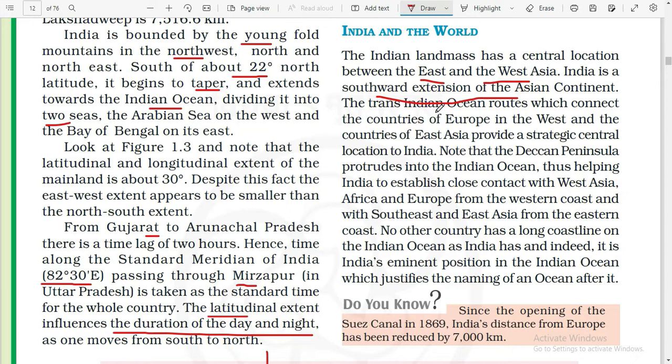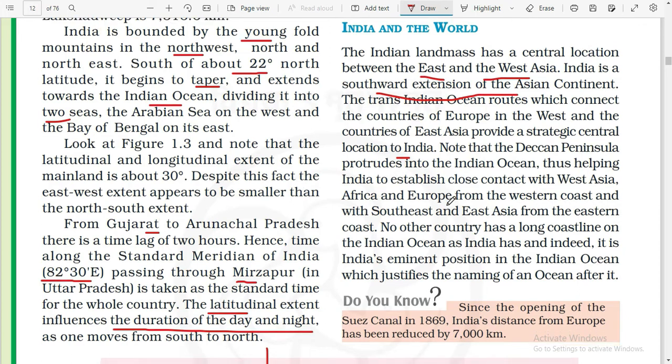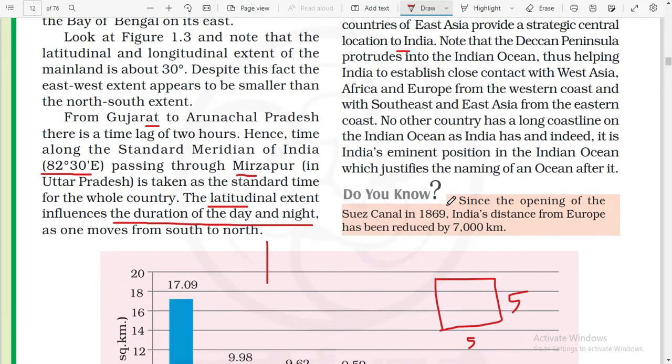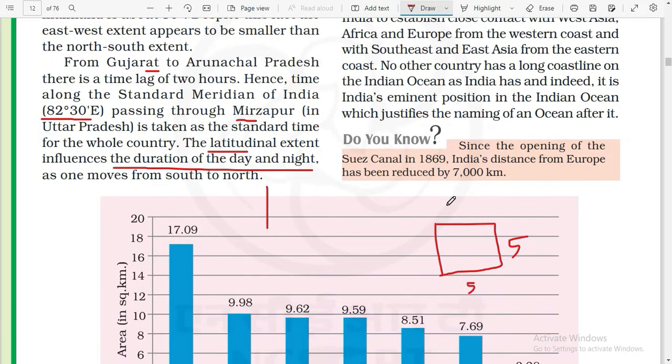The trans-Indian Ocean routes which connect the countries of Europe in the west and countries of East Asia provide a strategic location to India. Note the Deccan Peninsula protrudes into the Indian Ocean, thus helping India to establish close contact with West Asia, Africa and Europe. What they are saying is that India is located in a very strategic location. Since the opening of the Suez Canal in 1869, India's distance from Europe has been reduced by 7,000 kilometers.